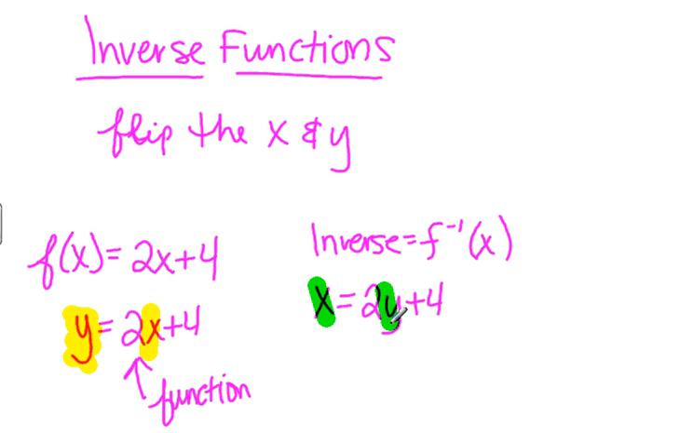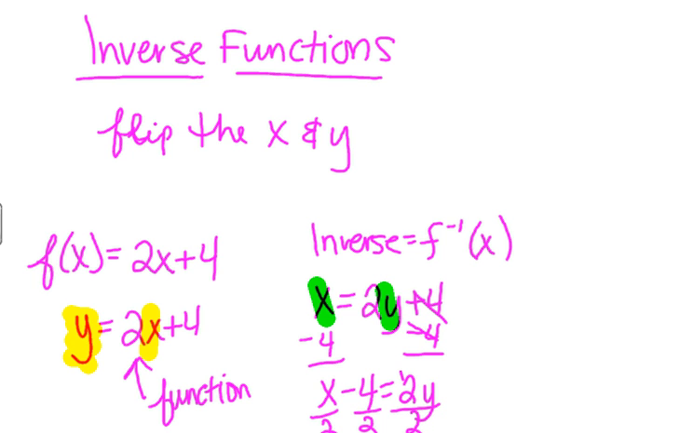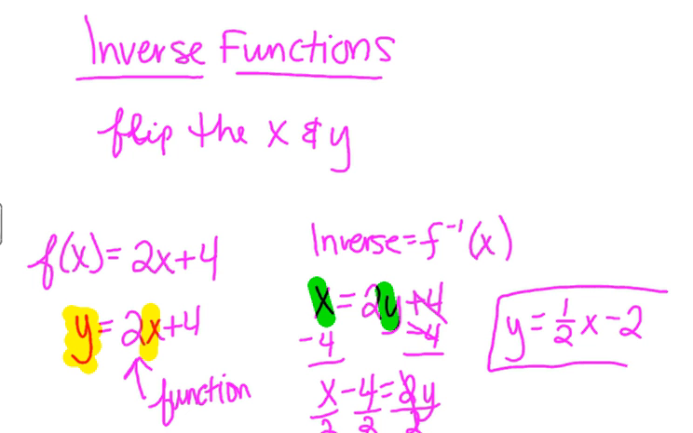Okay, now all I'm going to do is get y by itself. So I'm going to minus 4, and I have x minus 4 equals 2y. So I'm going to divide by 2 because I need to separate the x and the y. Divide by 2, divide by 2. So that means the 2's cancel. So I have y equals x over 2, which is 1/2 x, and negative 4 divided by 2 is going to be negative 2. So this guy right here is my inverse. And that's all there is to it.